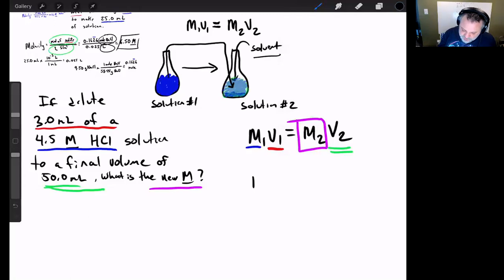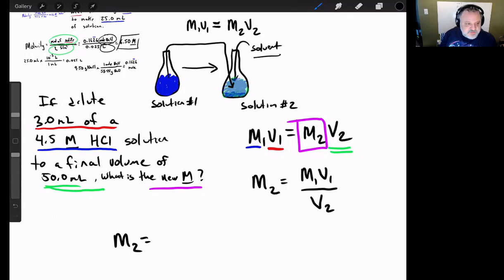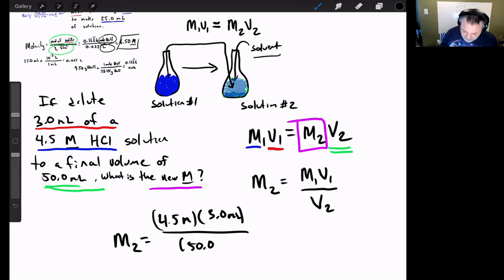We're going to divide both sides by volume 2, and so we get that the new molarity is molarity 1 times volume 1 divided by volume 2. And so it really is just plugging things in. So what do I get for molarity 1? It's 4.5 molar. Volume 1 was 3.0 milliliters. And the final volume is 50.0 milliliters.